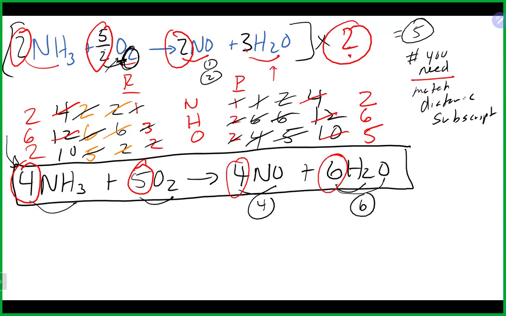And that will clear the fraction and now give you an equation on the bottom that has all whole numbers, and it will still be balanced, which is your goal, right? To keep it still balanced. Other questions on that there?